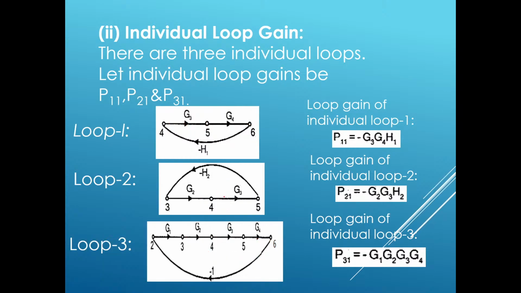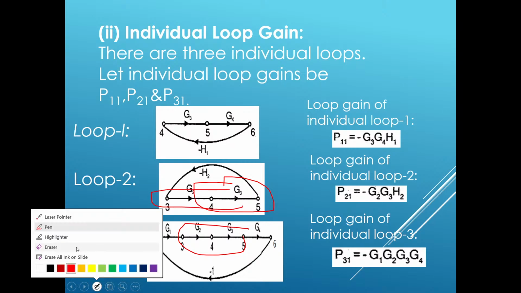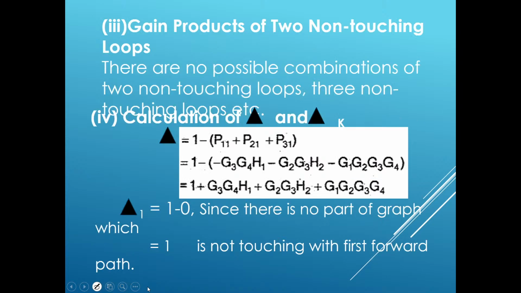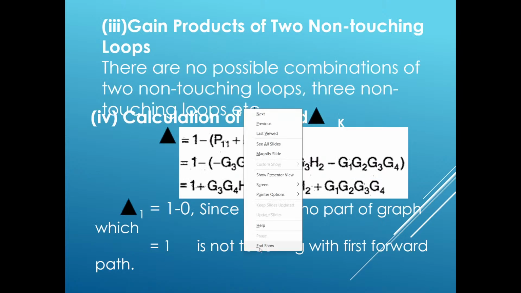And if you compare loop 2 with loop 3, common nodes 4, 5 are there; 3, 4, 5 are there. So loop 1 is touching loop 3, and loop 2 is also touching loop 3. So there are no combinations of non-touching loops. This is the first problem we have got without a combination of non-touching loops. So it's simply the gain product of 2 non-touching loops. I'll just minimize this.